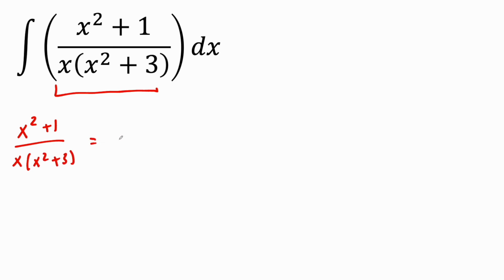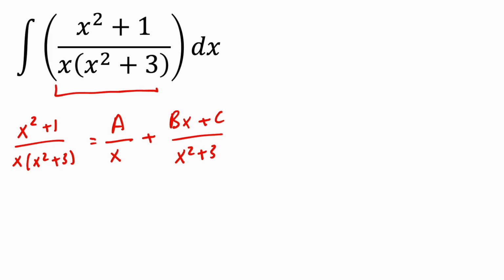Now, I classify this type of partial fraction as type 3, distinct quadratic factor, because this piece right here is our quadratic. And so what we're going to get is A divided by x, our linear factor, plus, because we have a quadratic factor, we're going to say Bx plus C divided by x squared plus 3.